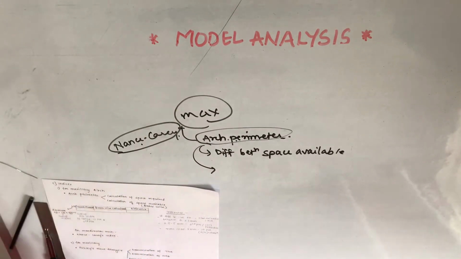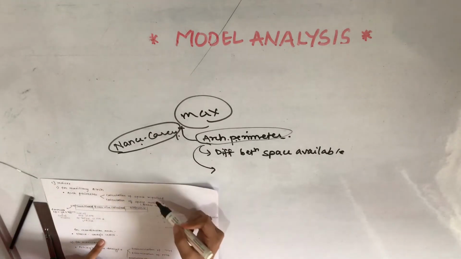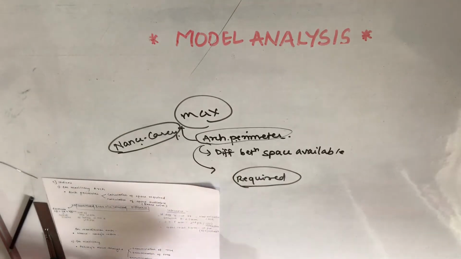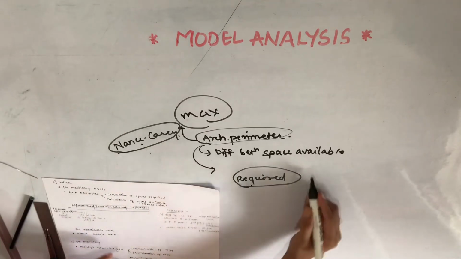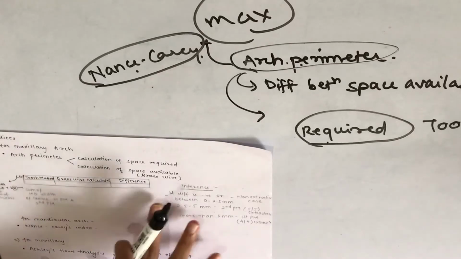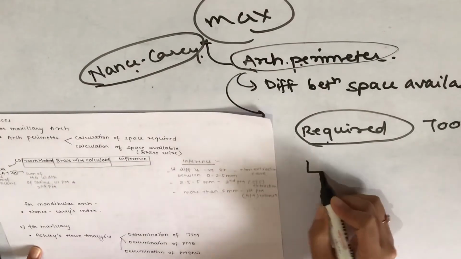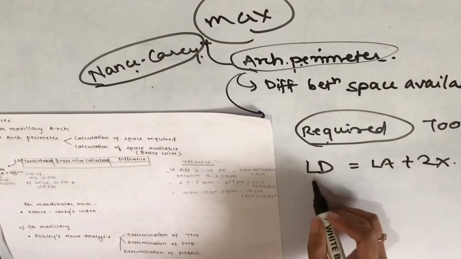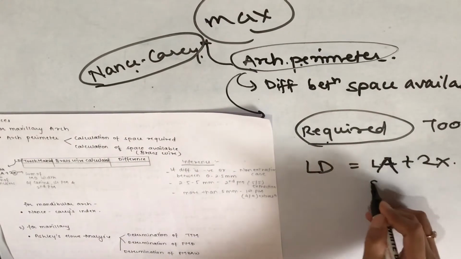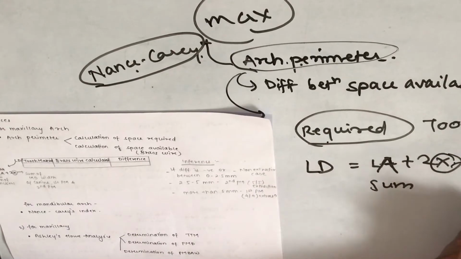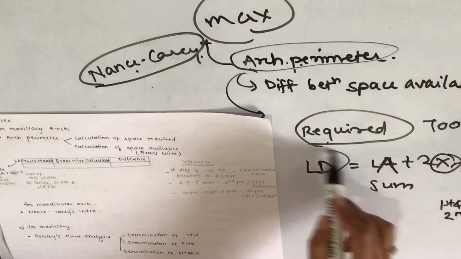First we are going to see the calculation of the space required. How much is the space required? Here we look at the tooth material or the linear dimension. We follow a formula: the linear dimension is LA plus 2x. LA is the sum of the incisors, and x is the mesiodistal width of the canine and the premolars, the first premolar and second premolar. So this is your LD.